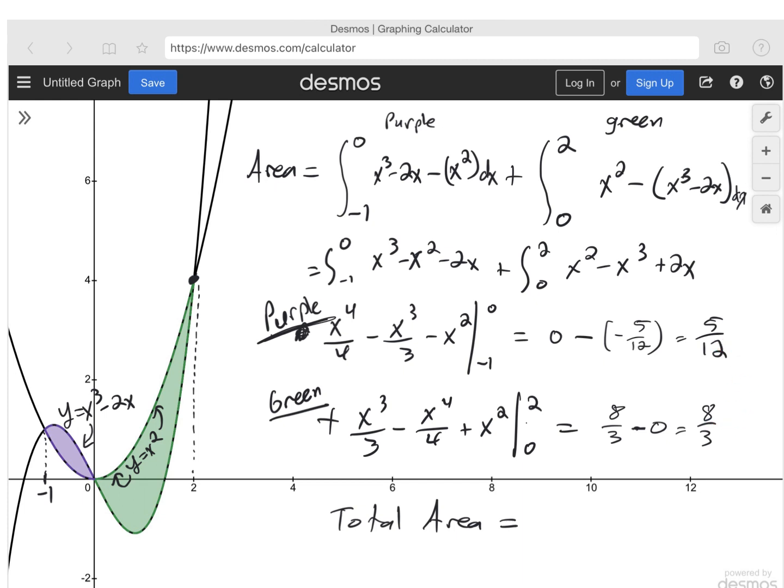Okay, now we do get to add these two values together, so our total area ends up being 37 over 12, which is approximately 3.1. So if you're looking for an exact answer, you have it here. If an approximation is okay with you, then that's what it is. All right, hopefully this video is helpful as you are thinking about how to compute the area between two curves.